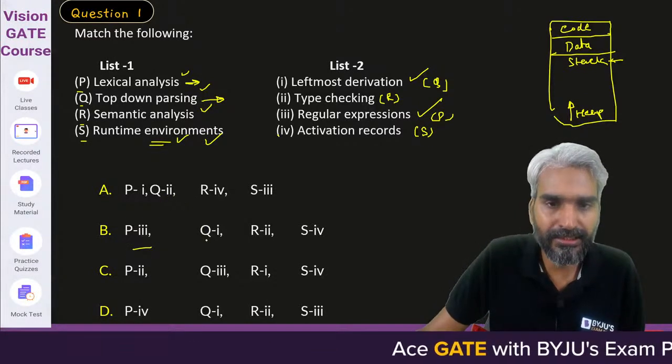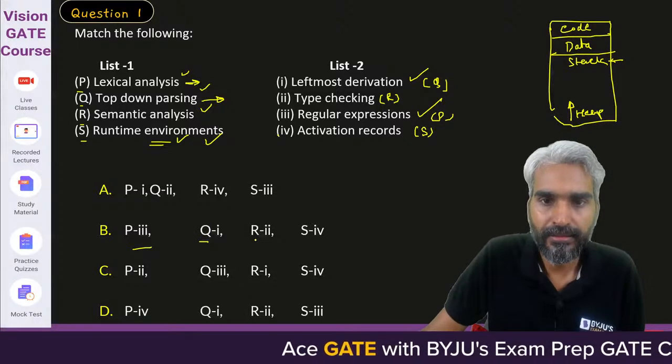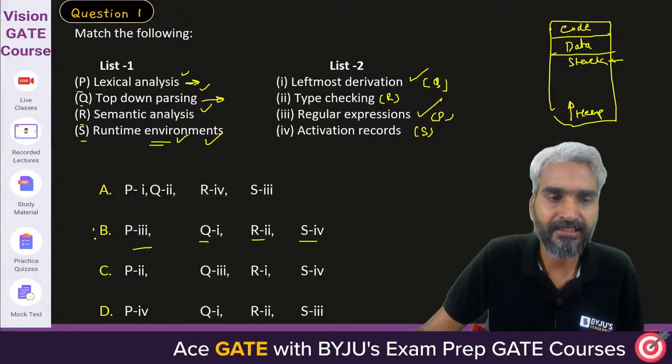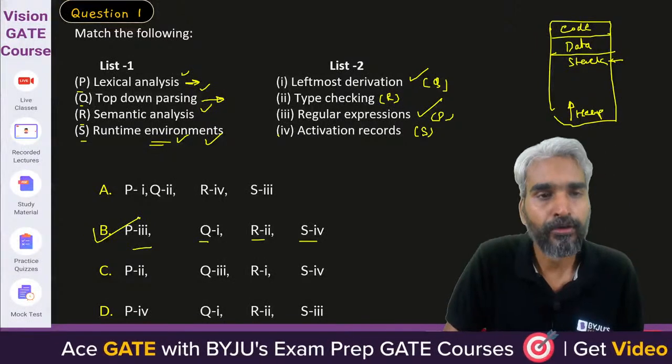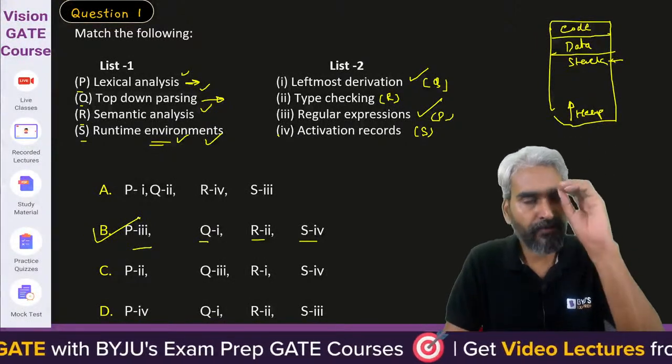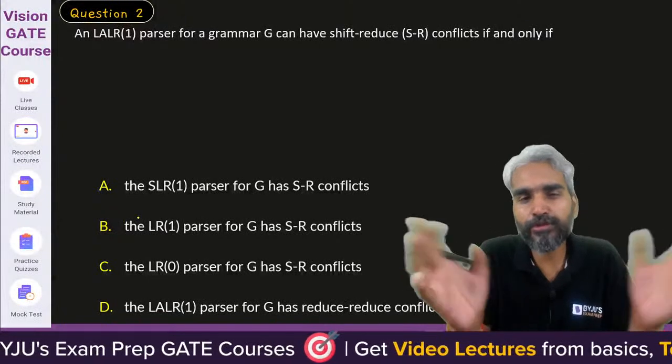P3 is only this: P3, Q1, R2, S4, right sir? So option B is the correct answer. Okay, damn easy, right? If you have the basic concept, it's a theoretical question, most of them will be theoretical.